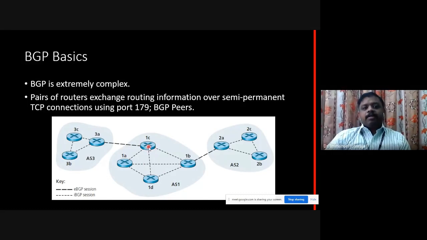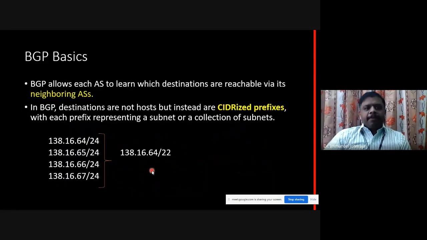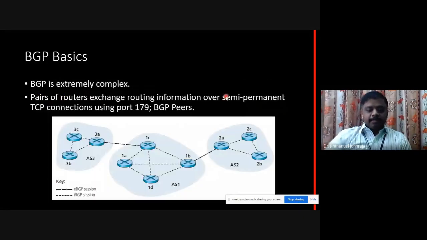Till then, they are called BGP neighbors. So they go through a handshaking protocol to establish the connection. Moving on. Continuing that, BGP allows each autonomous system to learn which destinations are reachable via its neighboring autonomous systems, right?